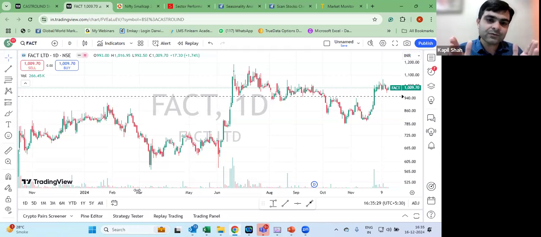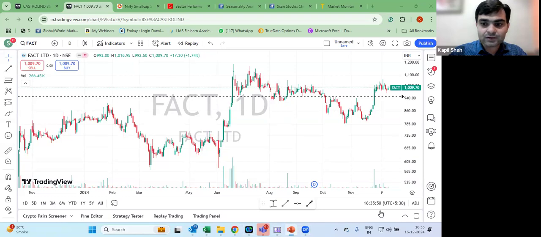Not necessarily that I will definitely form a buy view on FACT. I will check its technicals. If it looks good, then of course it will become a trade for me. If not, then I'm not going to trade it. But these are my observations, the stocks that come onto my radar, where I'm going to focus.